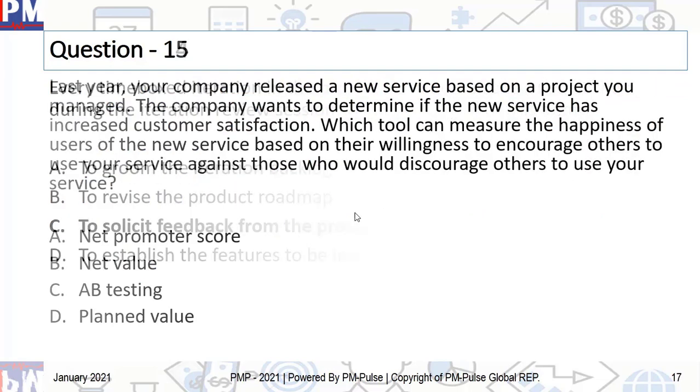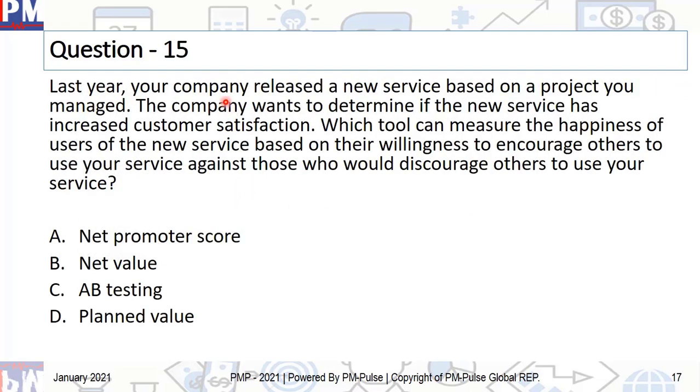All right, let's move on to question number 15. Last year, your company released a new service based on a project you managed. The company wants to determine if the new service has increased customer satisfaction. Which tool can measure the happiness of users of the new service based on their willingness to encourage others to use your service against those who would discourage others to use the service? A. Net Promoter Score. B. Net value. C. A/B testing. And D. Planned value.